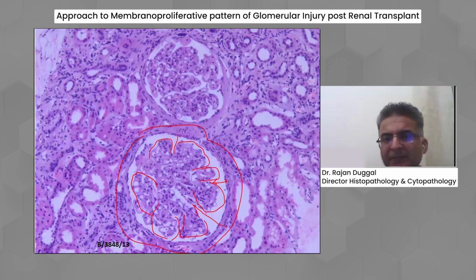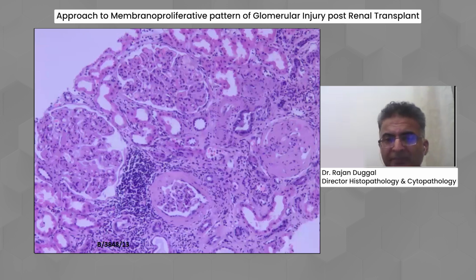Similarly, just see here that there is a space between this area and this area of the glomerular tuft. Even this tuft appears separated. Whenever you find this, it is called lobulation. Whenever there is a lobular pattern or lobular accentuation of a glomerulus, that is classically seen in an MPGN pattern. It is also labeled as lobular accentuation, an MPGN pattern, or a mesangiocapillary pattern.